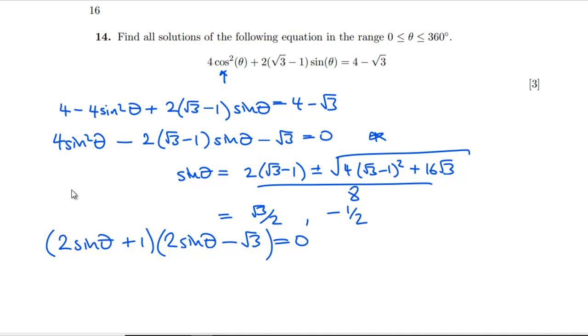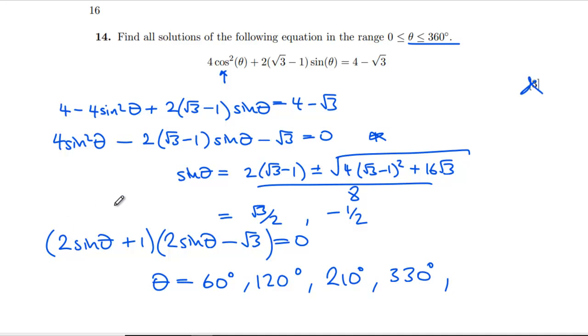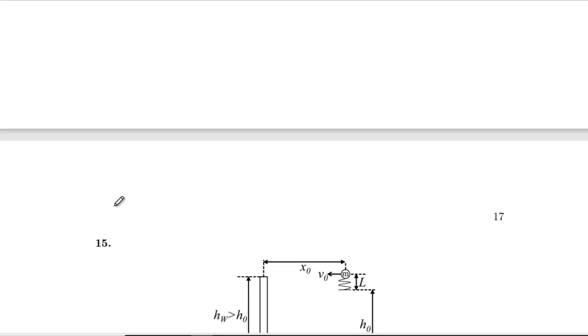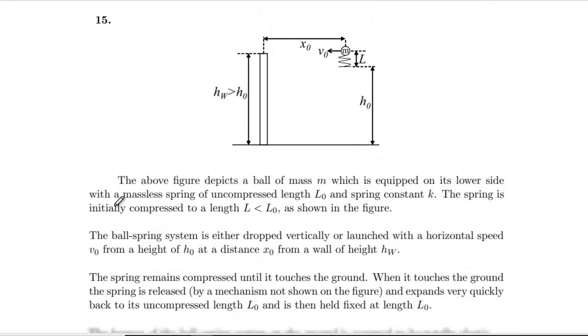So we need to solve this for 0 to 360 degrees. The root 3 over 2 one is going to be easy, because that's going to be 60 degrees and 120 degrees. Minus a half means we'll have two values again. We go 30 degrees back from 360, and then 30 degrees up from 180, so 210. That'll be our 4 answers. Nice, a bit of a weird one with that factorising. But hey ho.